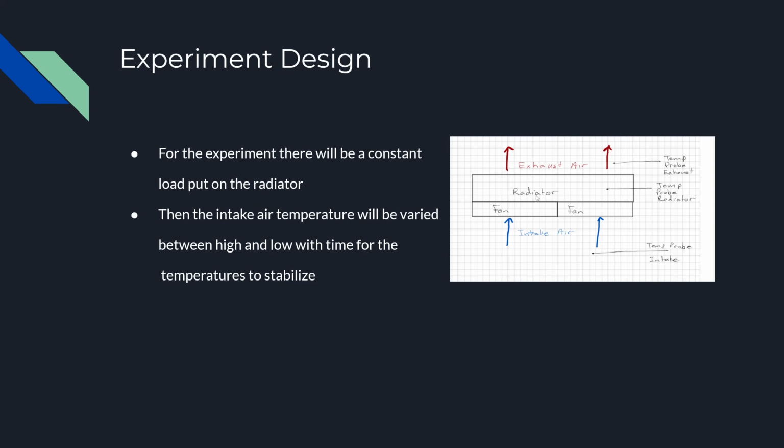This is what I drew up for my idea behind the experiment before I started putting everything together. I would have a temperature probe in the intake airstream, a temperature probe physically touching the radiator fins, and another temperature probe in the exhaust airstream. I would put a constant load on the radiator, and I would change the intake air temperature between a high intake air temperature and a low intake air temperature, kind of just simplifying the process.